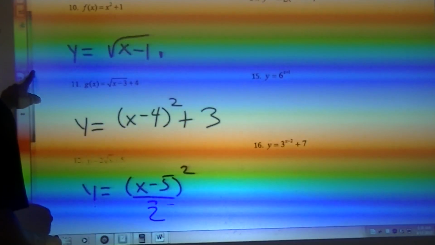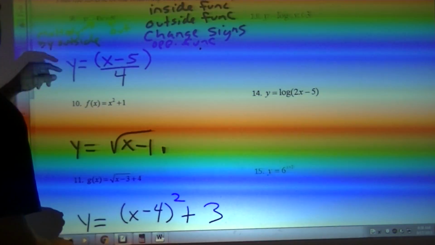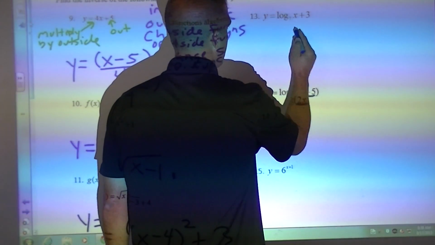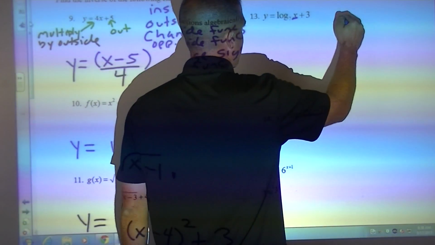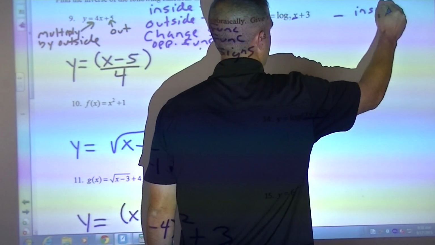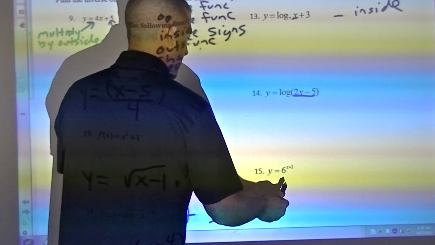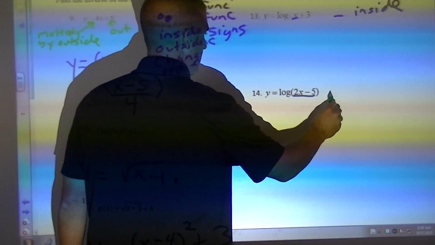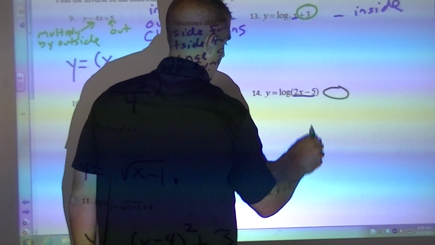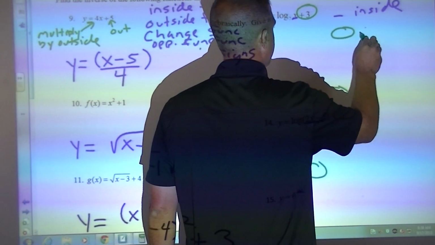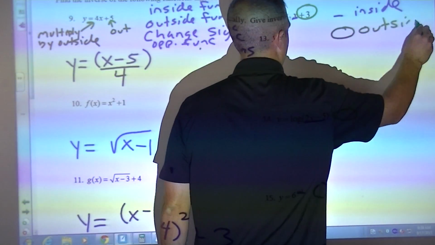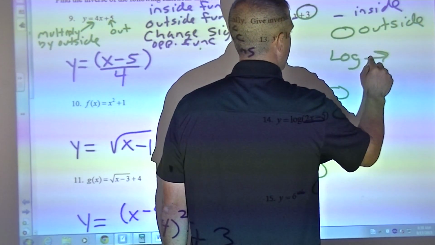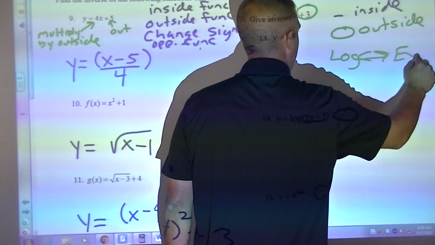All right, moving on. Now, when you get to log, we consider this part and this part the inside. So the blue is the inside part of the function. In exponentials, this part is considered the inside of the function. These parts here, the green, are considered outside the function. You will always change between log and exponential. They go back and forth.